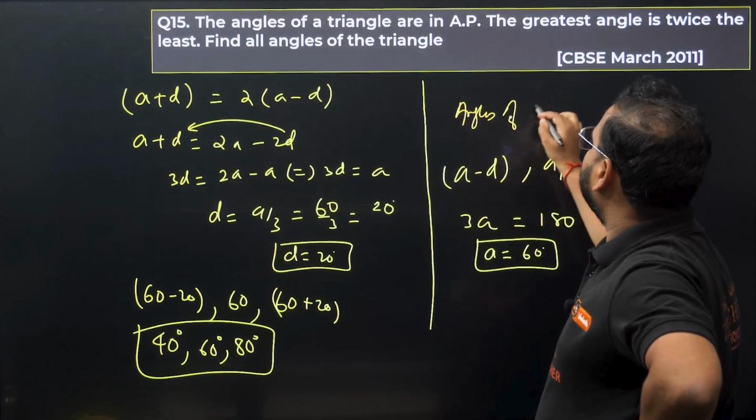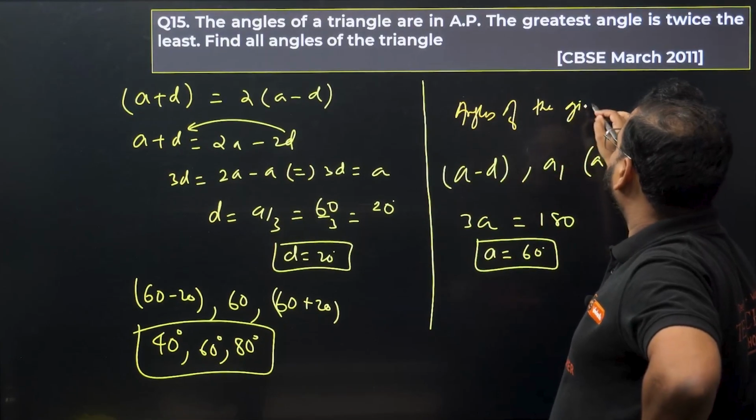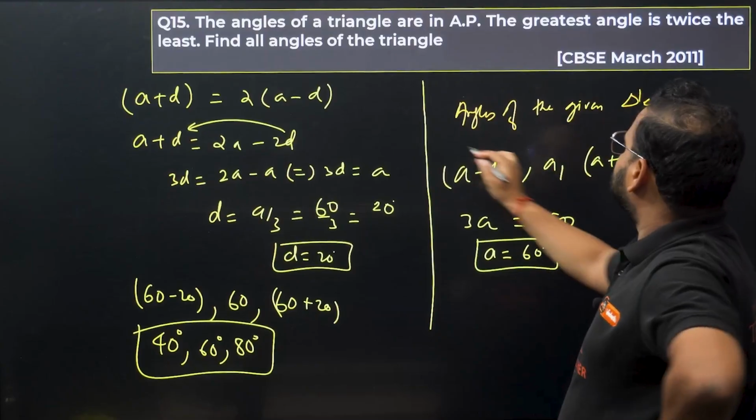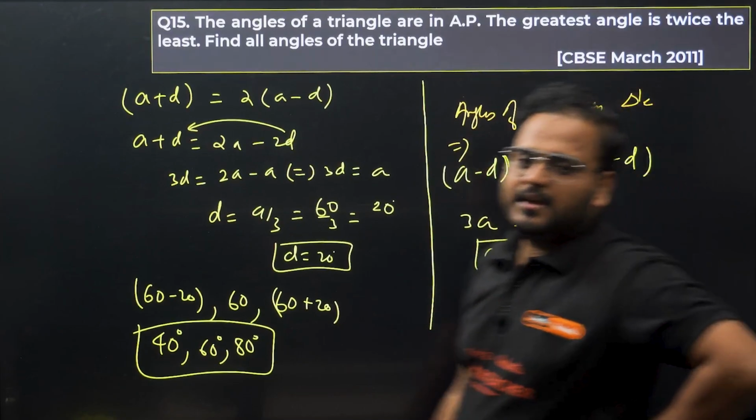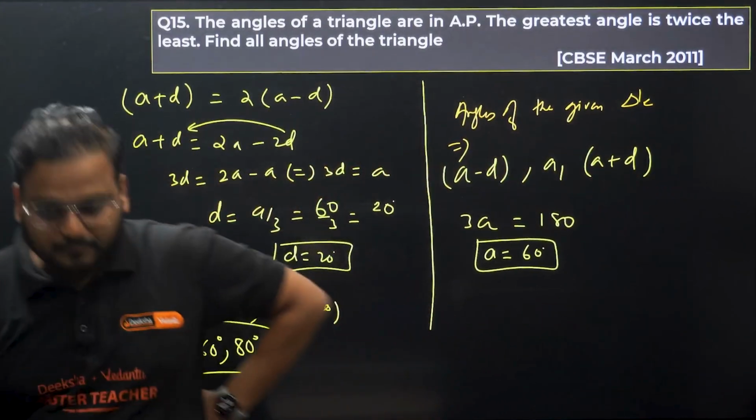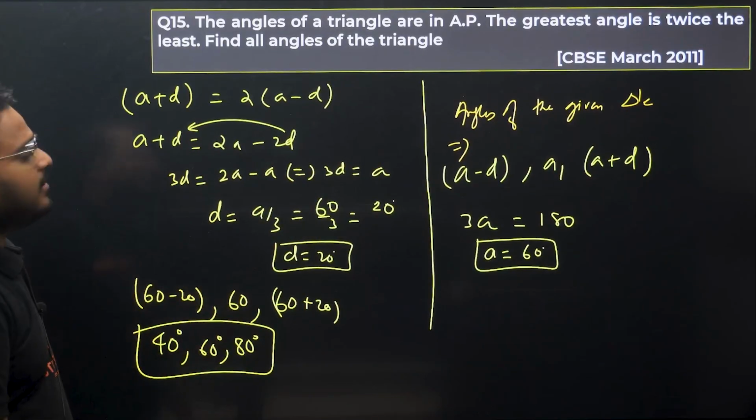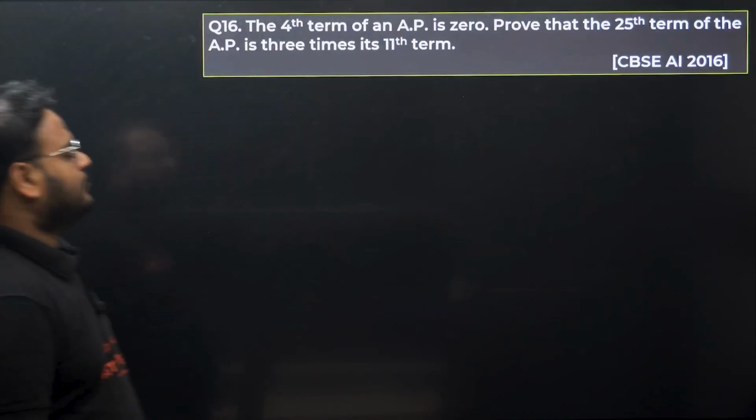Angles of the given triangle are over here: A minus D, A, and A plus D. Please check. Okay, question number 15 is over now.